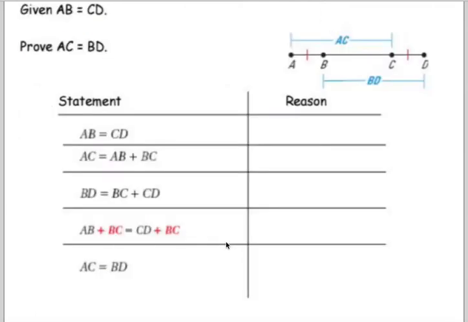Our last proof here is about segments. It says given AB is equal to CD, and they've got those marked in the picture for us. Our goal is to prove that AC is equal to BD, really by adding in this segment BC that is in the middle there. So the first line, that's our given. And the second line, I kind of think about, is this coming from the line above? No. Look at the picture and see where that's coming from.